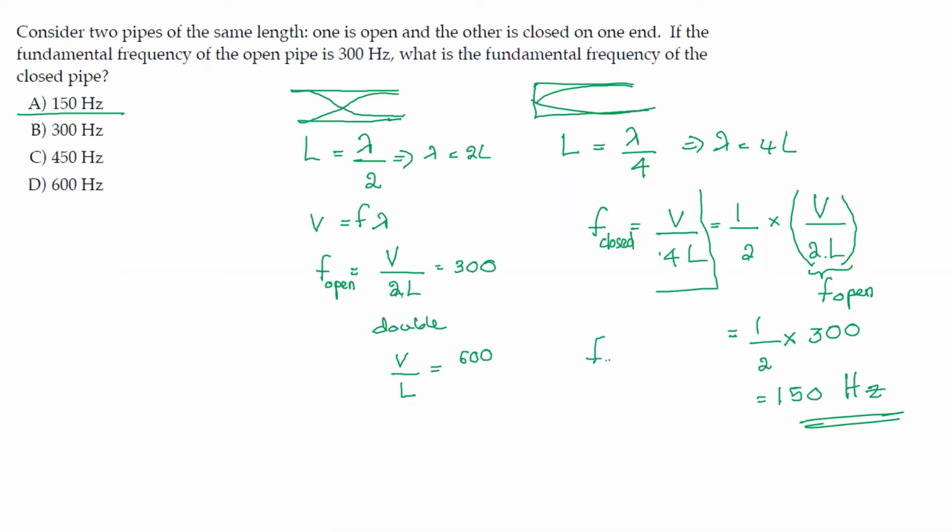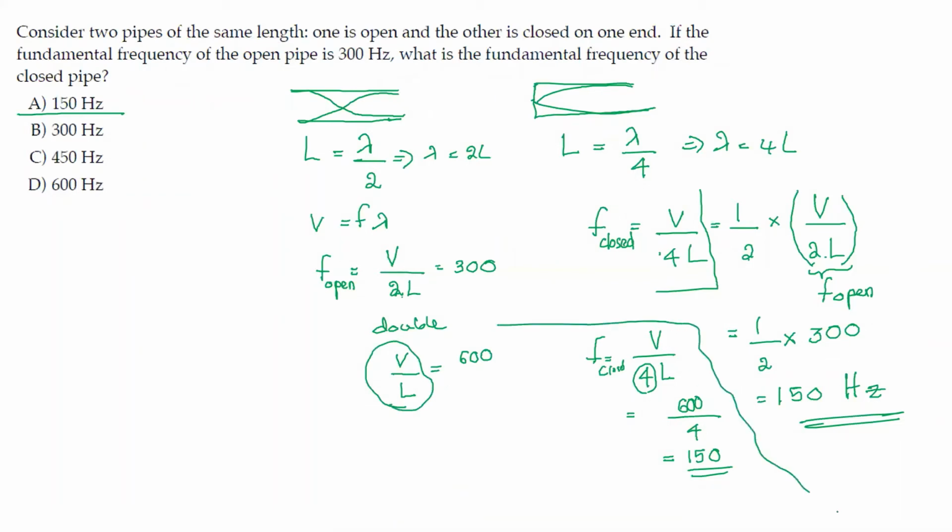So we got the equation for the closed one, V divided by 4L. We have the value of V divided by L, which is 600, and this equation has a 4 in the denominator. Still you will get 150. In this one, since they have not given the velocity, don't assume velocities and put them in. If they haven't given, they haven't given. So find V over L directly and plug it in, if you like the substitution method.